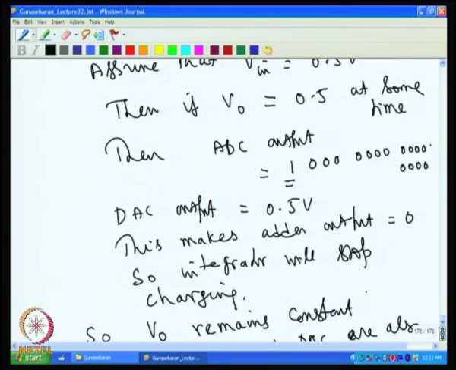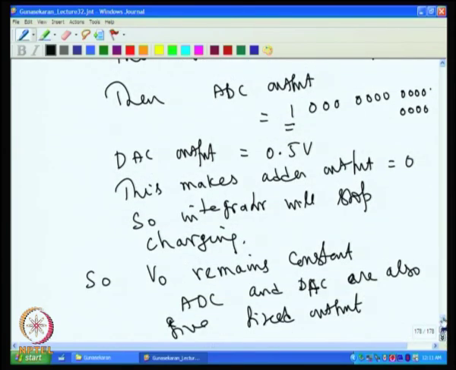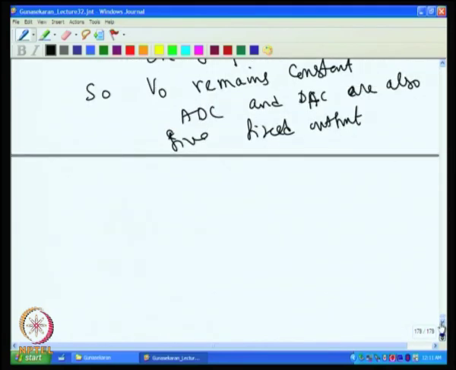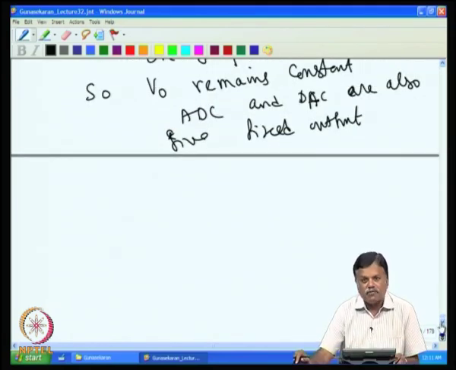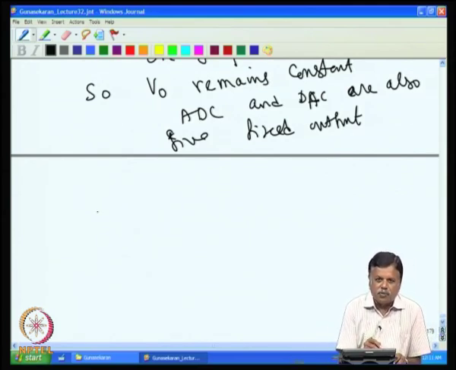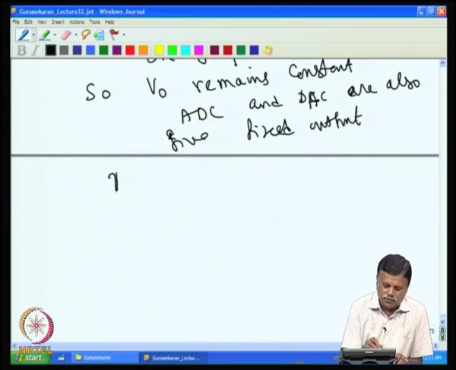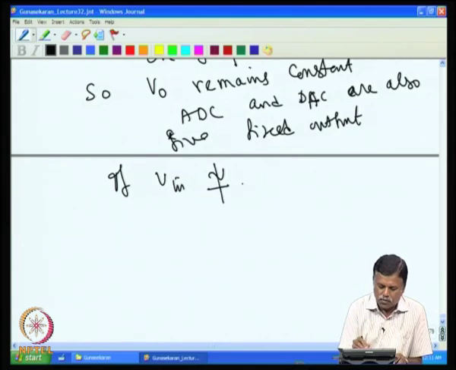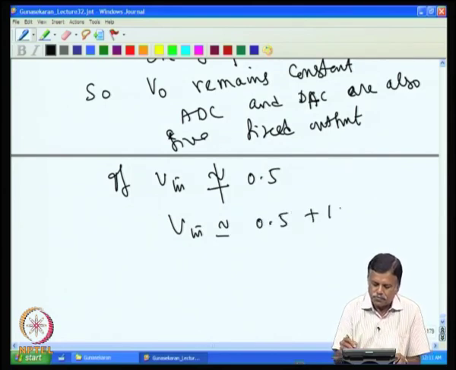Now this is exactly 0.5. Suppose it is a 16-bit converter, and we said the input is 0.5. Assume the input is not 0.5, but a little more than 0.5. If Vin is not equal to 0.5, say Vin is equal to 0.5 plus some 10 microvolt.